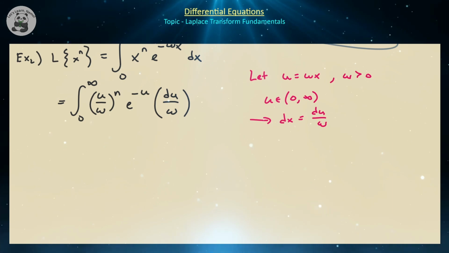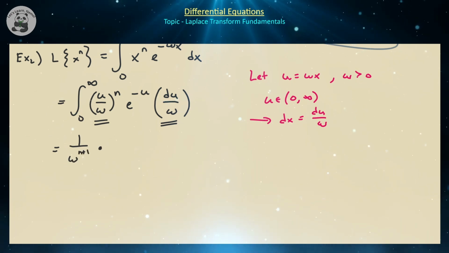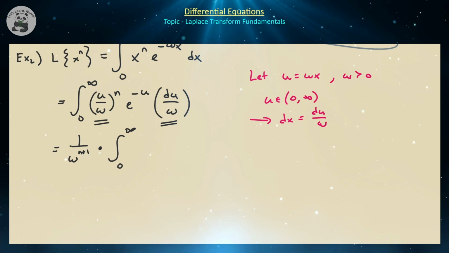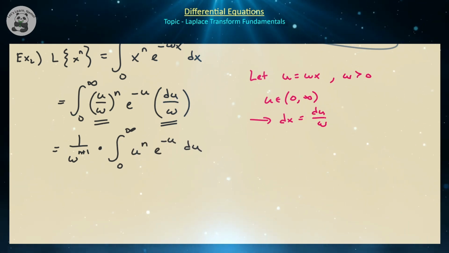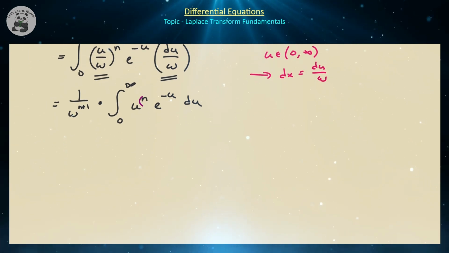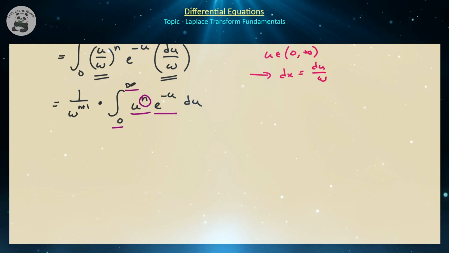So once we have that, we're going to have n omegas on the bottom here, 1 omega here. So we're going to have omega to the m plus 1 there. And then over here we have the integral from 0 to infinity of u to the power of n e to the minus u du. So we can obviously rewrite this expression here because we have a monomial times an exponential on the domain 0 to infinity. So if you know the gamma function, then this should ring a bell to you.